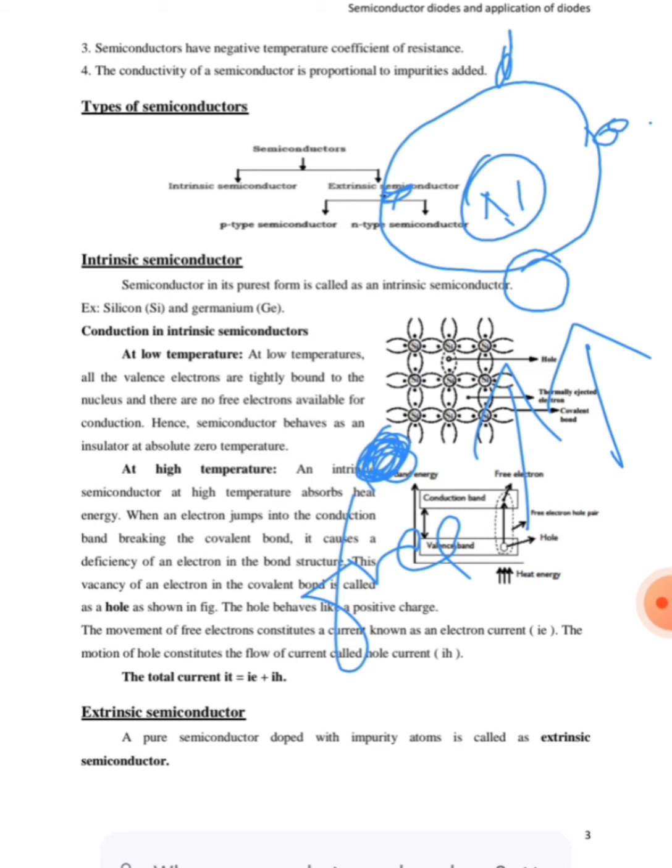Because of this, there is a deficiency of electrons in the covalent bond, because one of the electrons has jumped from the valence band to the conduction band, leaving an empty space, and that empty space creates a deficiency of electrons in the bond structure, right? And these free electrons are now responsible for the conduction of current.